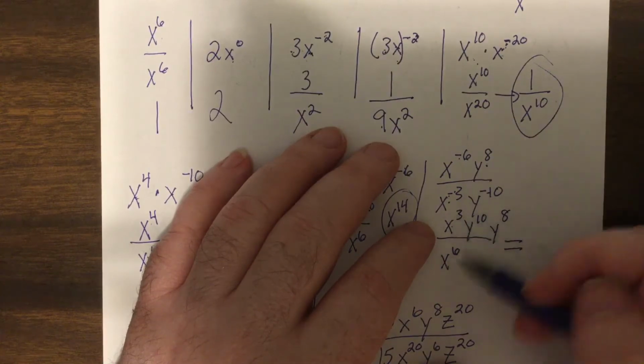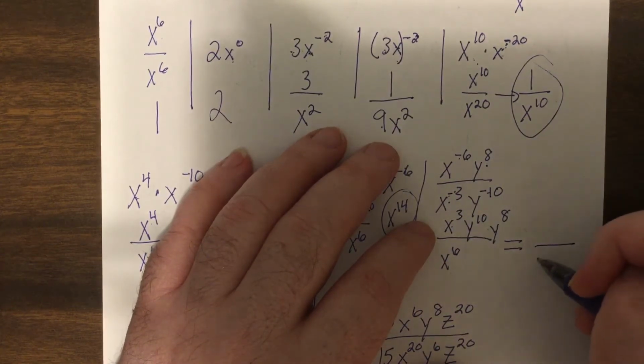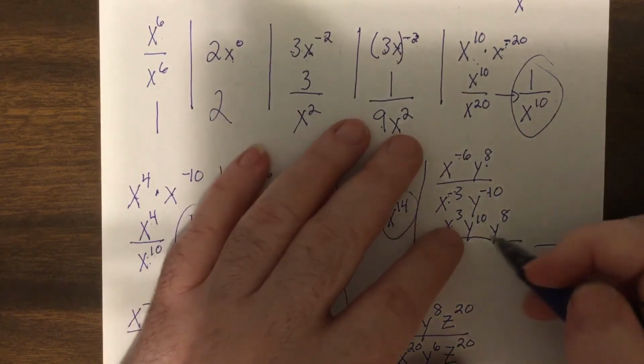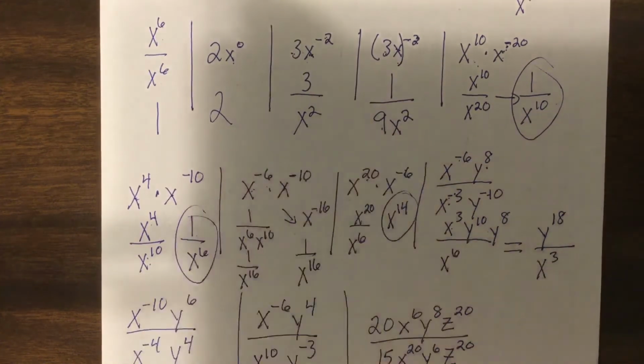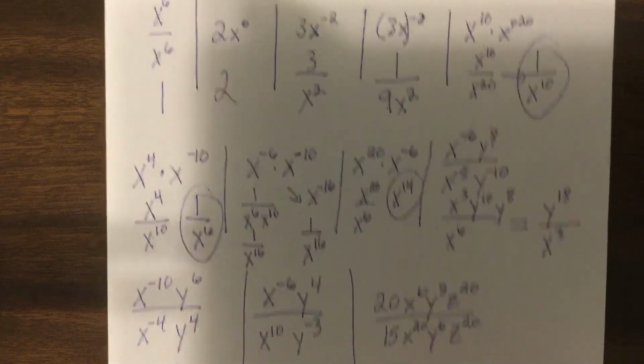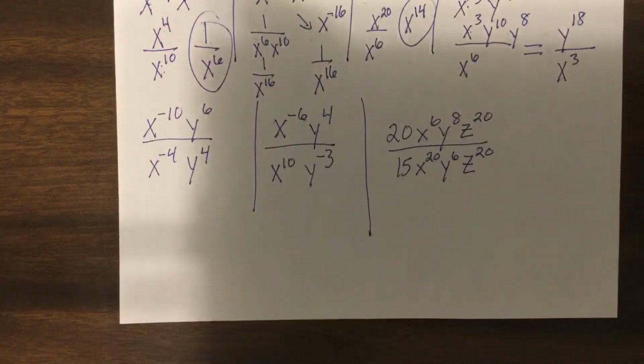I'm dividing two things, same base, so you subtract the powers. Multiply two things, same base, you add the powers. Three more. Do it, my peeps. Then turn me back on.